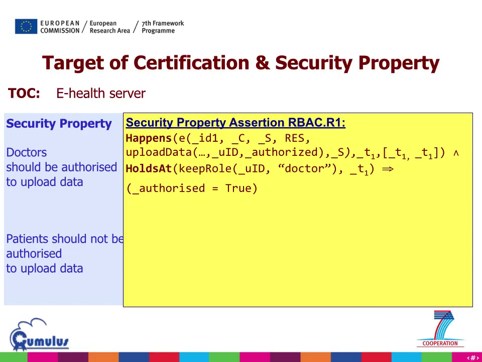The authorization of doctors who wish to upload data in the server can be expressed by a monitoring rule in the assertion language of the Cumulus framework, according to which, when an event requesting the upload of data to the server happens at some point T1, and at that point it is known that the role of the user who requested the execution of the upload data operation is doctor, then the request should be granted.